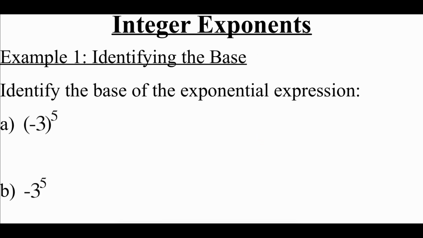In this example, we're going to look at identifying the base of a couple exponential expressions, and they look very similar to each other, but there's a very slight difference. In the first one, that -3 is inside of parentheses, and then we have that 5 on it. So we're raising the entire -3 term to the 5th power, which makes the -3 the base. Now b is similar, except the -3 is not inside of parentheses. So we have to be careful, because technically this would be like taking -1 times 3 to the 5th power, having that hanging negative out in front. So really in this case we just have 3 as our base.